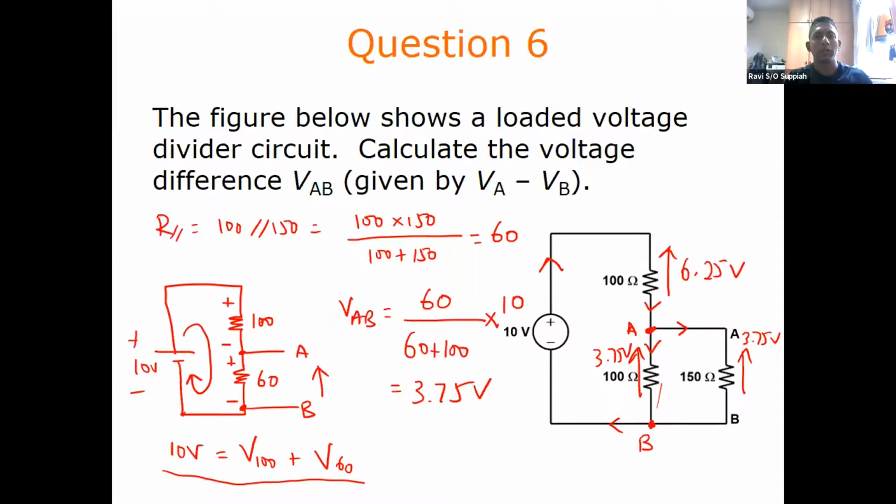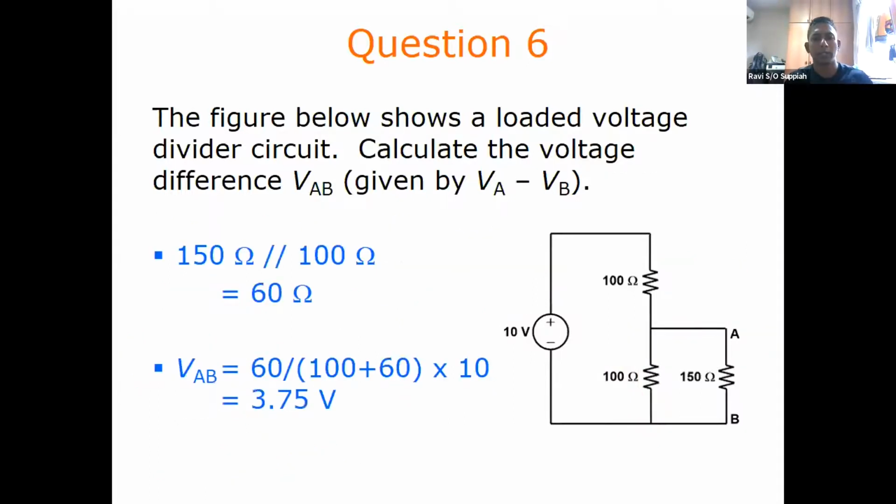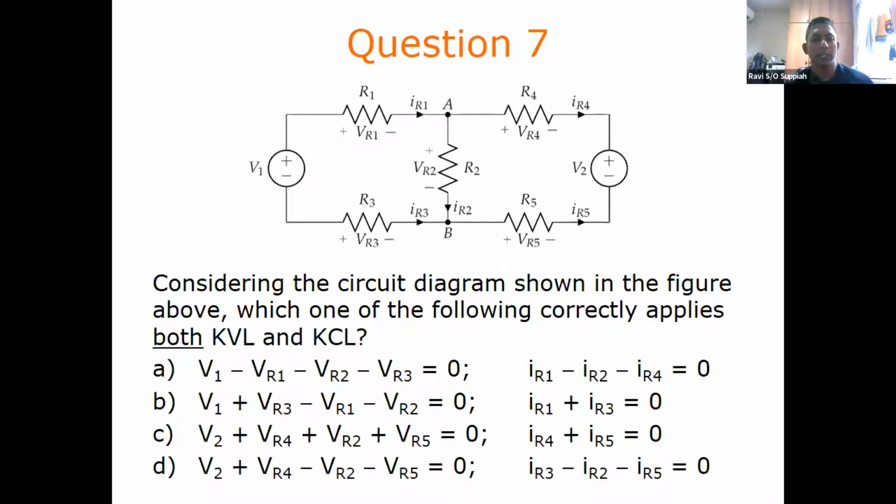Okay, so let me go on to the last question. In this case, we are asked to consider the circuit diagram and see which one of the following correctly applies both KVL and KCL. So let's look at all the KVL first. As you can see, this is this direction, this is this direction, this is this direction, and this is this direction. So let me draw all the arrows.